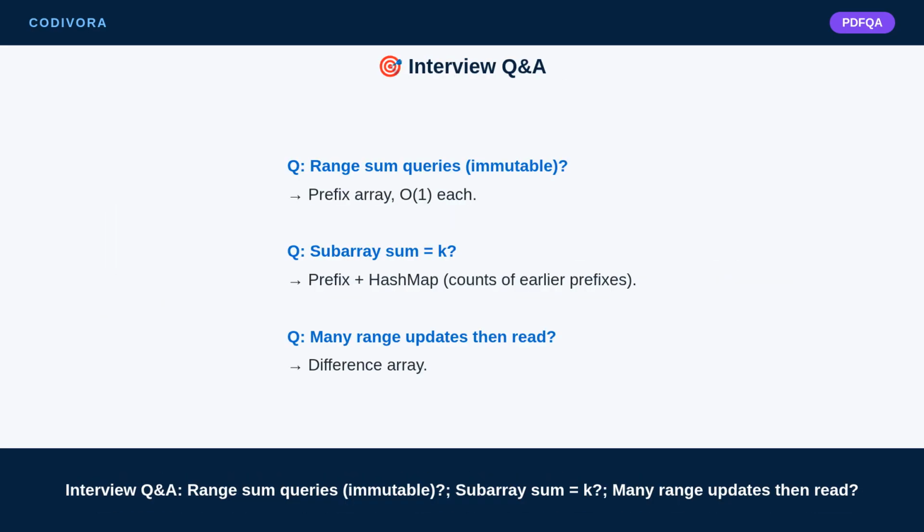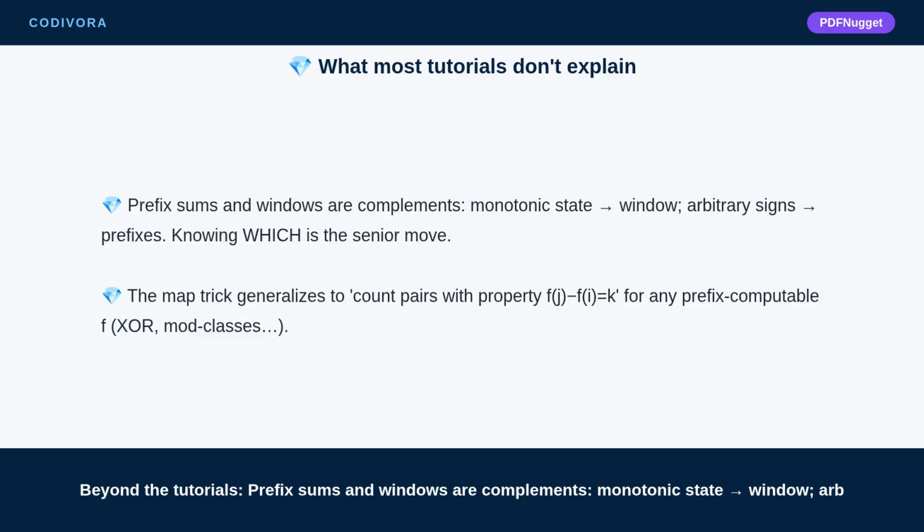Interview questions on this, rapid fire. rangeSum queries, immutable? Prefix array, O of 1 each. Subarray-sum-equals-K? Prefix plus HashMap, counts of earlier prefixes. Many range updates then read? Difference array. Why not a window here? Negatives break window monotonicity. And what most tutorials never tell you.